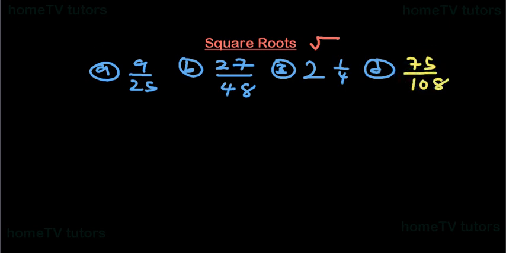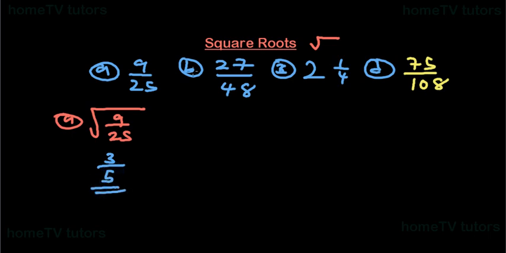Alright, so we start with the first one, which is 9 over 25. So now we use the square root symbol on 9 over 25. You can see that this is a perfect square. So the square root of 9 is 3, and the square root of 25 is 5. Alright, then we go to the next question.